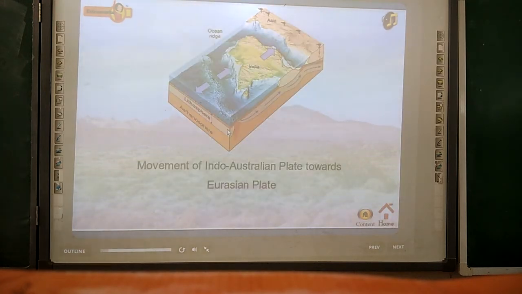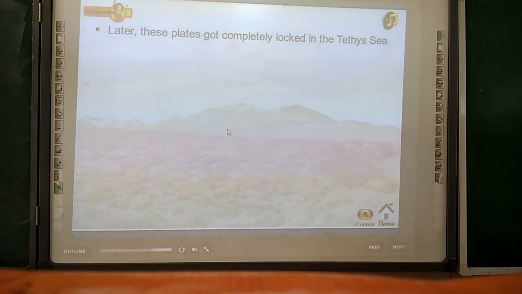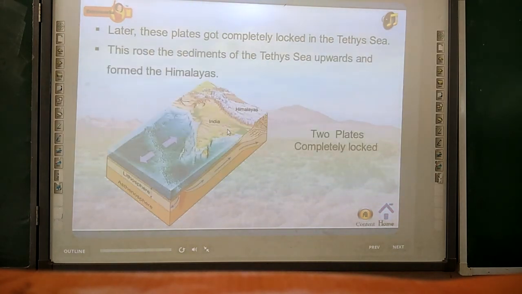There was a movement of the Indo-Australian plate towards the Eurasian plate. These two landmasses moved closer and closer. Later, these plates got completely locked in the deep sea. This rose the sediments of the deep sea upwards and formed the Himalayas. Now watch the animation to learn about the formation of Himalayas.